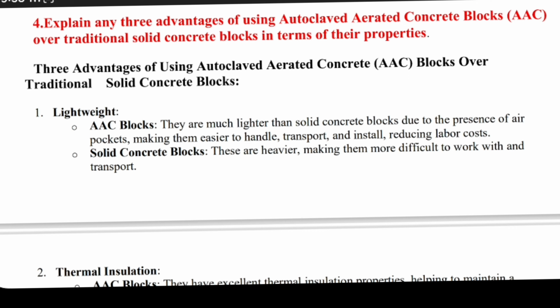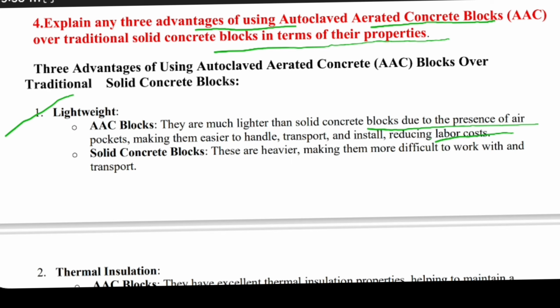Next question: explain any three advantages of using autoclaved aerated concrete blocks over traditional solid concrete blocks in terms of their properties. First, lightweight. The name aerated indicates air pockets are present, so it is lighter than solid concrete blocks. We can easily handle, transport and install it, and labor cost is very low.